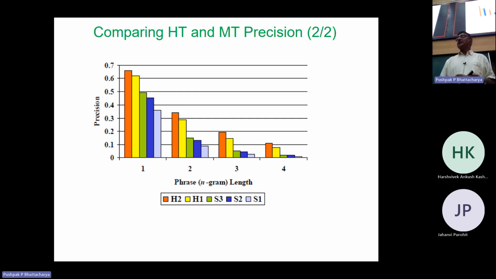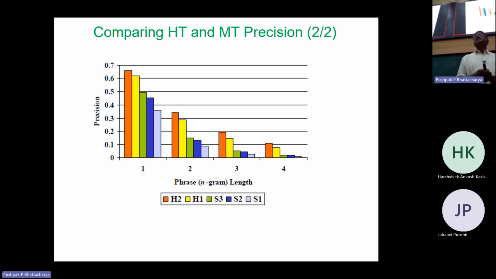What does it mean? The H2's translation has unigram precision of 0.65. Okay. The H1's performance is slightly lower, which is the yellow bar, and all the machines' performance is lower than human being. Right. So this is what is happening for the unigram. For bigram, we find that in general the precision value is lower, and trigram it is still lower. Quadrigram is much lower. Okay. So as n increases, the n-gram precision value goes on reducing.